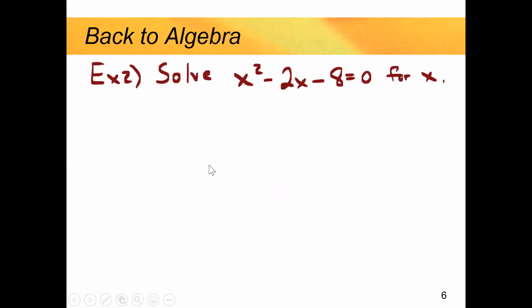So example number 2, all yours. Can you factor this or solve it by factoring?